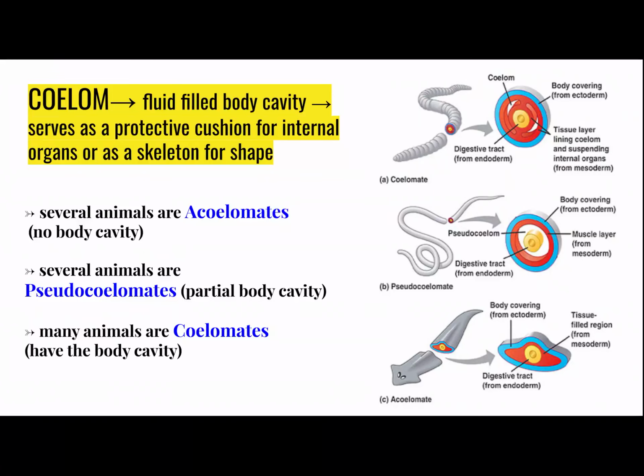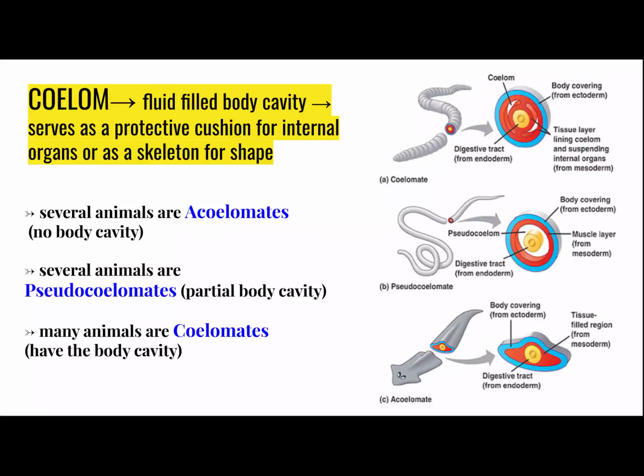In the middle picture, you see a pseudocoelom, and that also is a phylum of worms called roundworms. They have what are called pseudocoeloms. They have the digestive tract and a muscle layer, but the digestive tract is not attached to the muscle layer. So there is this fluid-filled cavity. It's a partial cavity, but because the digestive tract is not attached to the muscle layer inside, they are said to have a pseudocoelom.